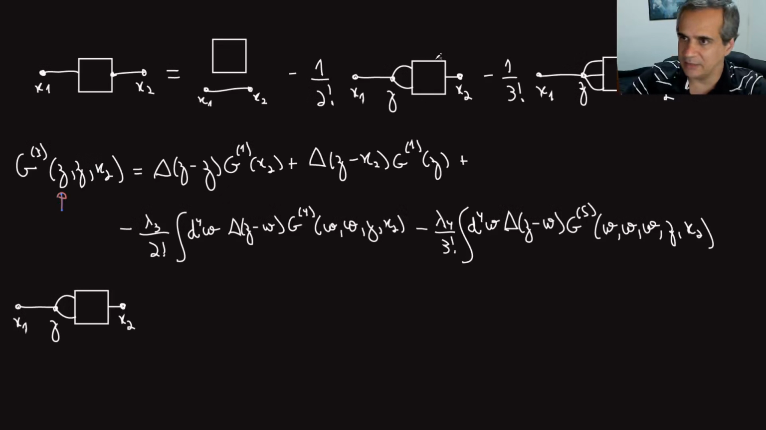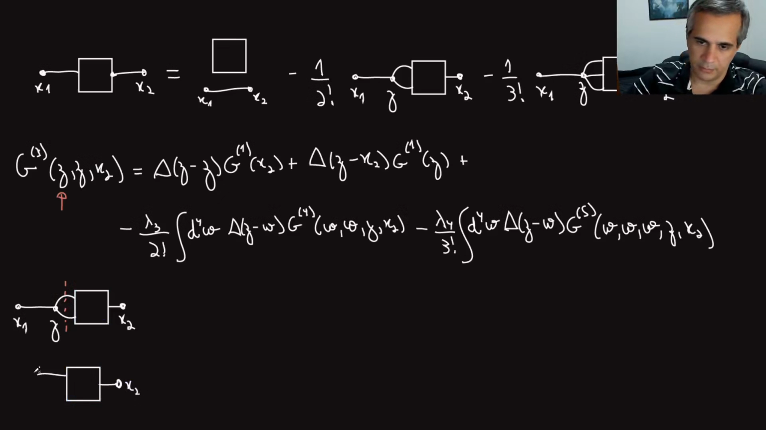Separating that box with 2 lines coming out. So that's G3 of ZX2. It's just the diagram to the right of this dashed line, right? And this guy I'm writing now as x2, z, right? This is just this piece, right?